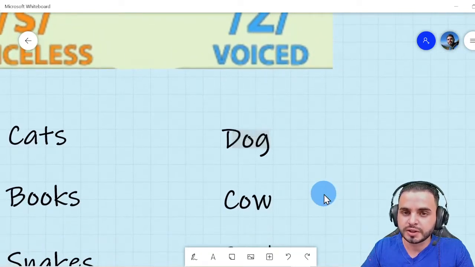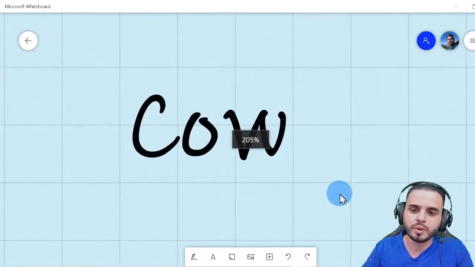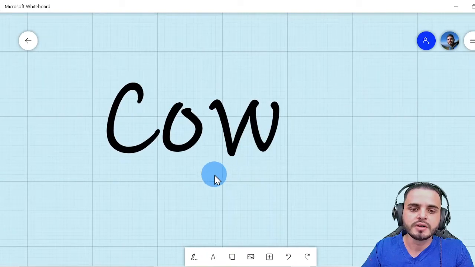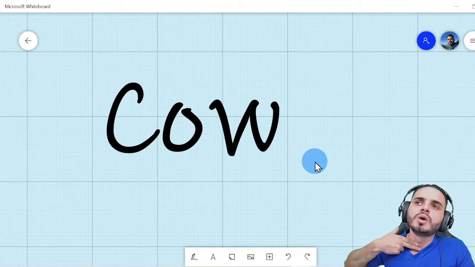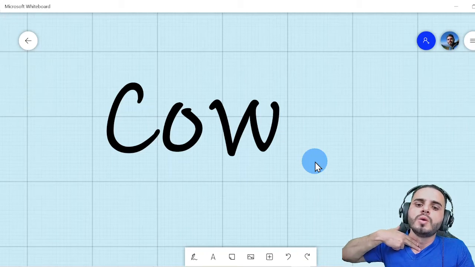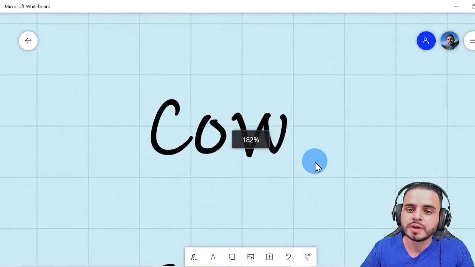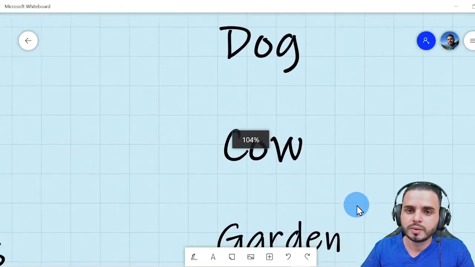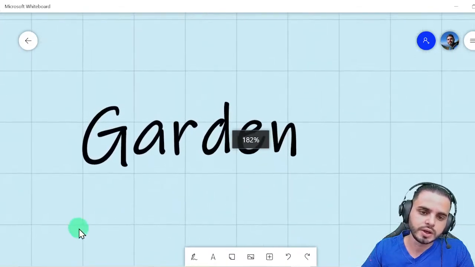Now, let's go to the next word, to the next example. So we see the word cow, cow. If we pronounce the last sound, it's actually a vowel. So we say cow, cow, cow. There is vibration because it's a vowel. So all vowel sounds vibrate. So we move to the next one, to the last one that we have today.